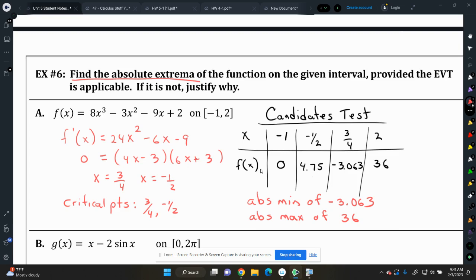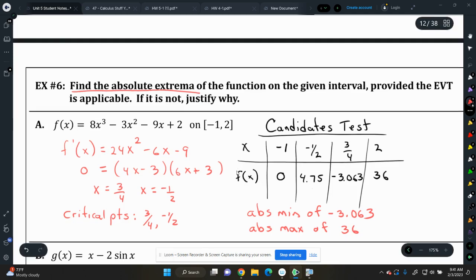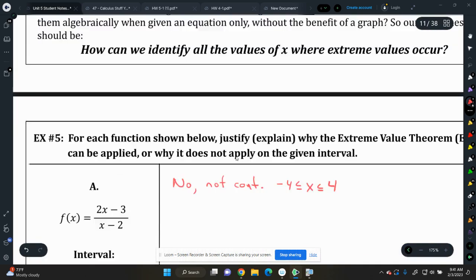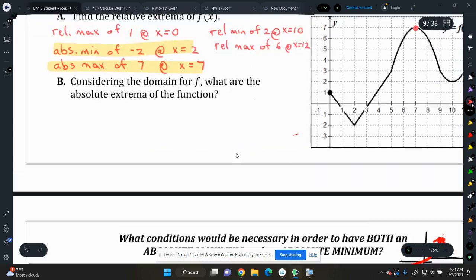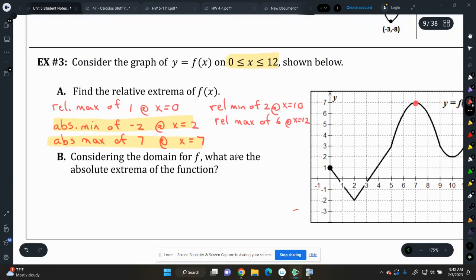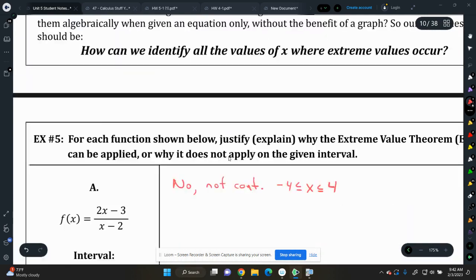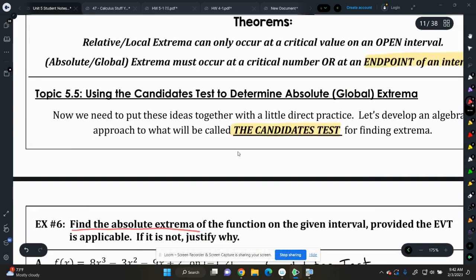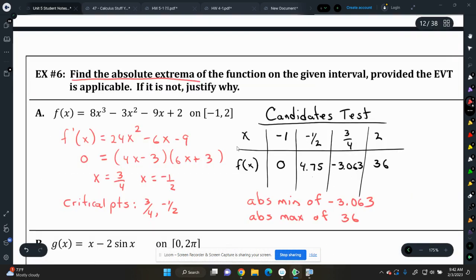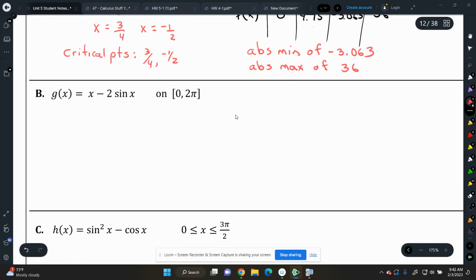Because it asked for the actual absolute value, not where it occurs. Remember that example we just did up here? We said the absolute maximum of 7 occurs at x equals 7, right? So it's not asking what x value it occurs at. It's asking for the actual absolute value. Okay, good question.